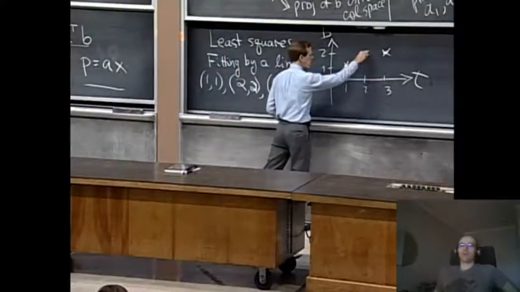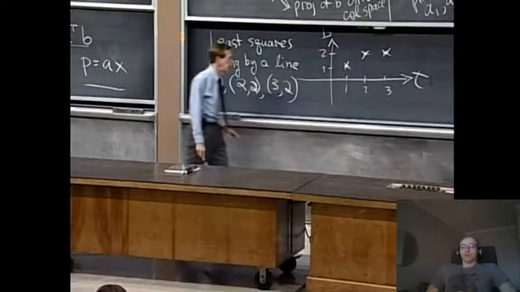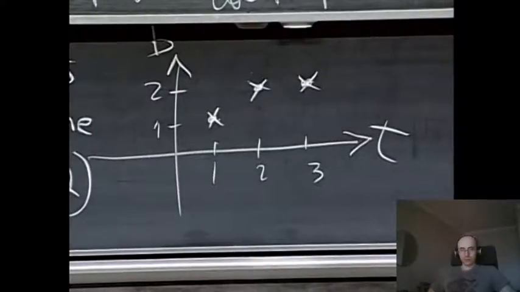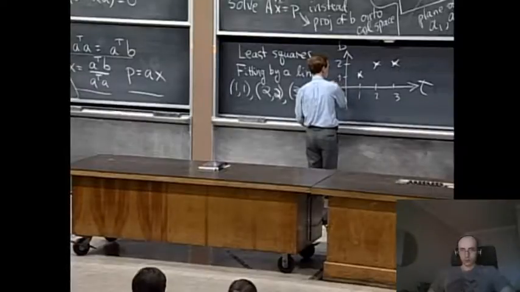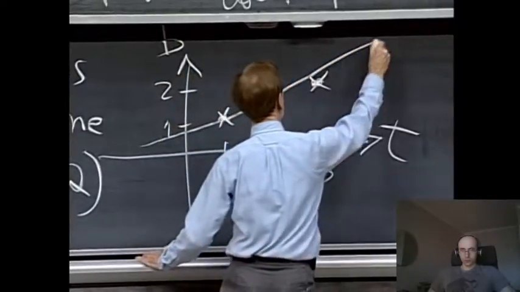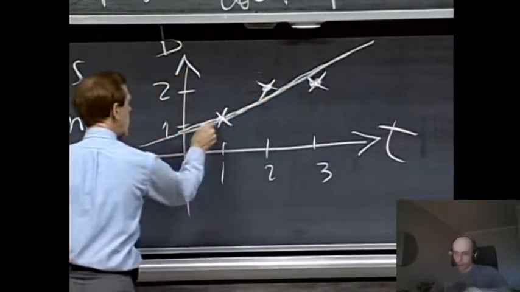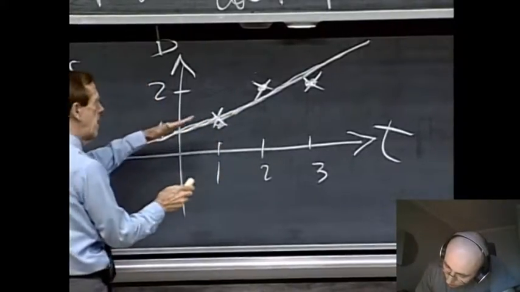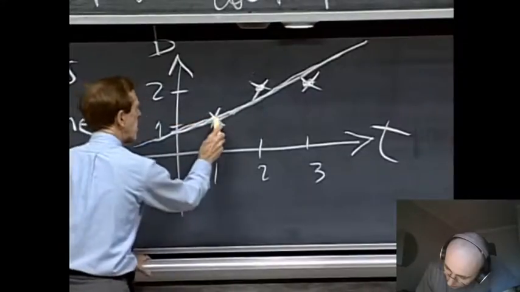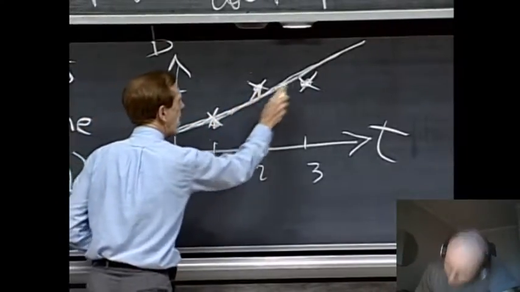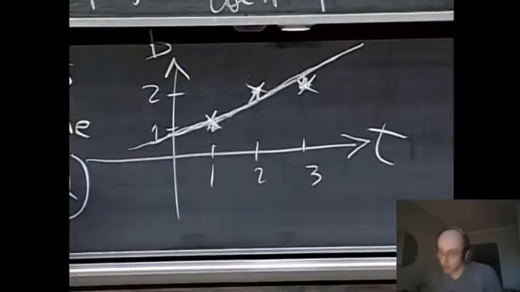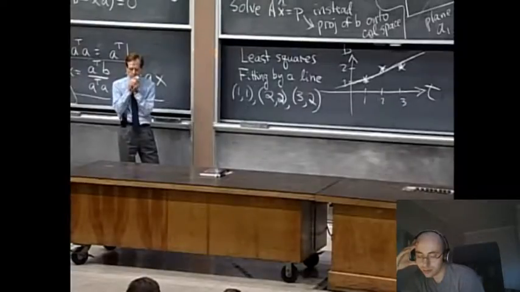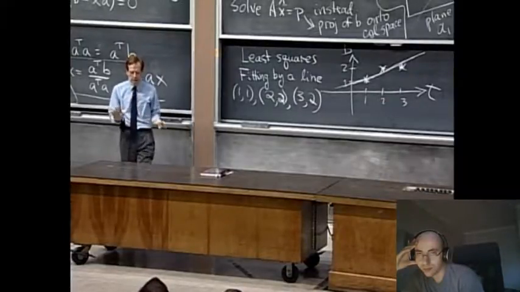Of course, there isn't a line that goes through these. So I'm looking for the best line. I'm looking for a line that probably goes somewhere like that. I didn't mean to make it go through that point. It won't. It'll go between. So the error there and the error there and the error there are as small as I can get them.